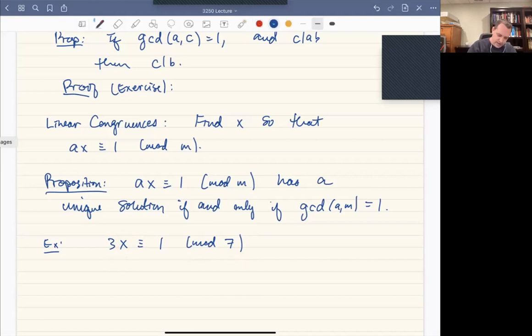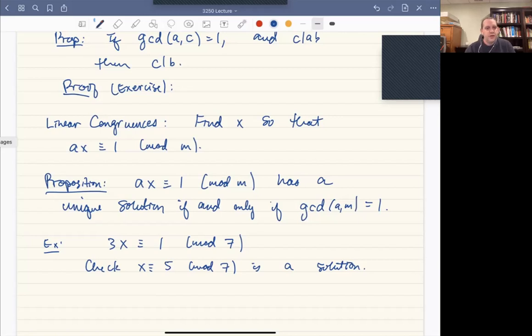So you can just check that x congruent to 5 mod 7 is a solution. And that's the only solution mod 7. So the uniqueness that we got is mod m. There's only one value from 0 to m minus 1.